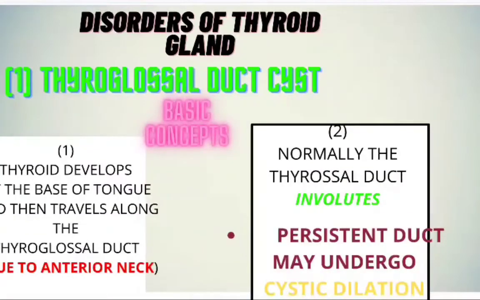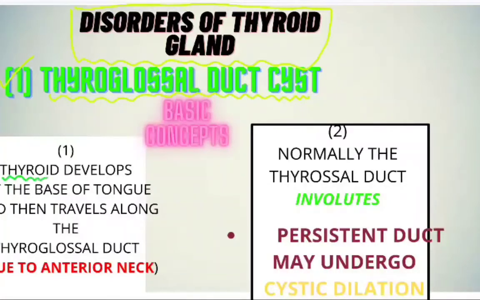So let's start with the disorders of the thyroid gland. The first disorder which we will discuss today is the thyroglossal duct cyst. So let us first discuss some basic concepts.